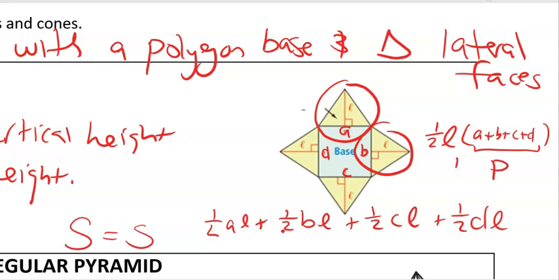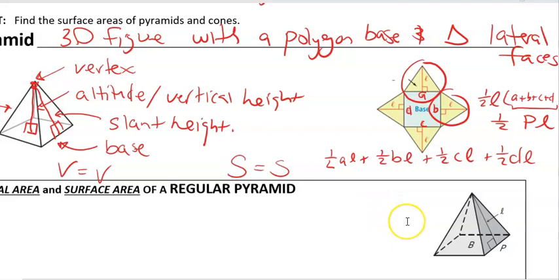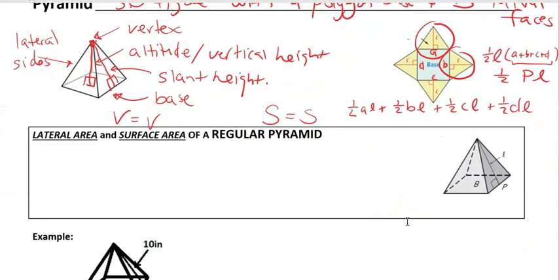So what is the formula? 1/2 LP or PL, it does not matter. All right, there you go. That is going to be the formula we are going to use for lateral area. Let's go ahead and write that down. For any figure, all you have to do is do 1/2 the slant height times the perimeter.